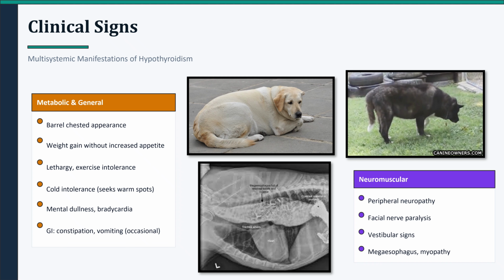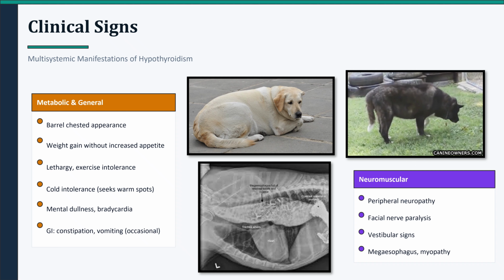Lethargy and exercise intolerance. These dogs sleep more, they are slow. They seem uninterested in play. Cold intolerance. They'll seek out warm spots in the house because their thermoregulation is impaired. Mental dullness. Owners often describe their dog as not acting like themselves. Bradycardia, a slow heart rate, and occasionally GI signs like constipation.